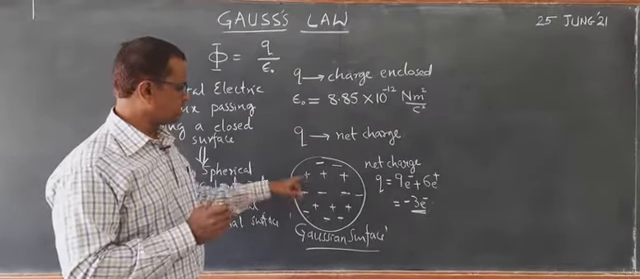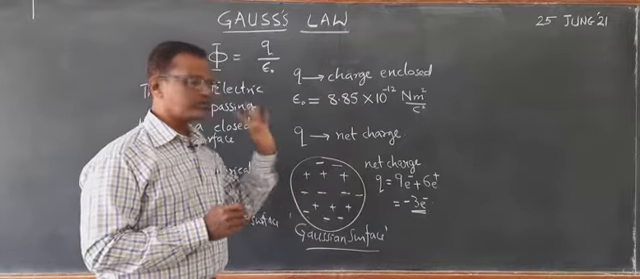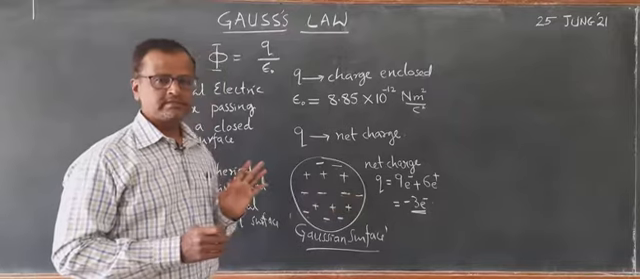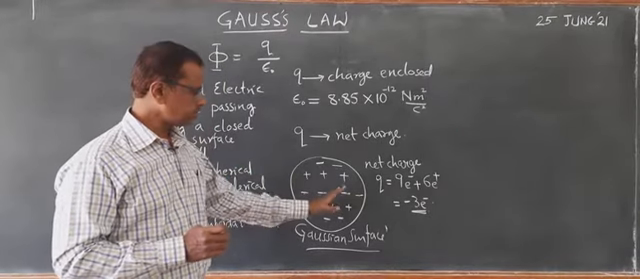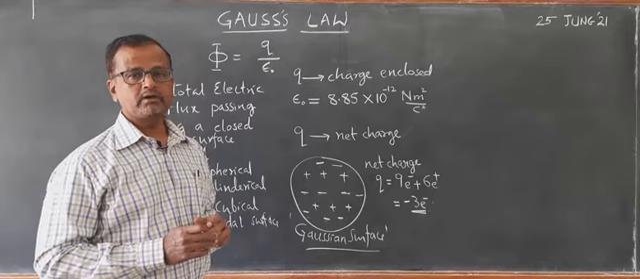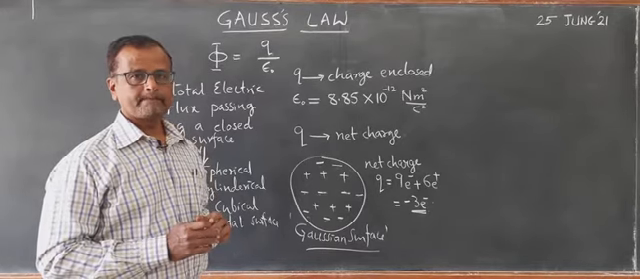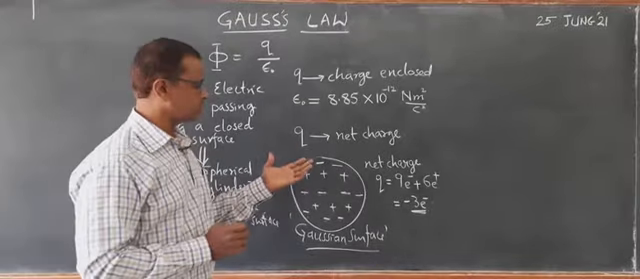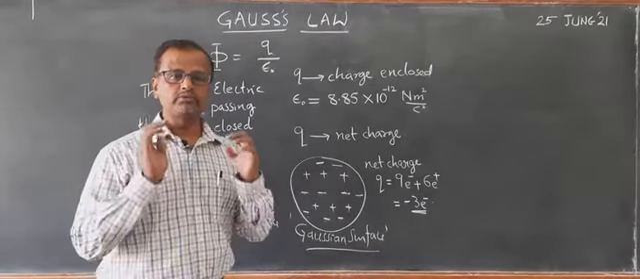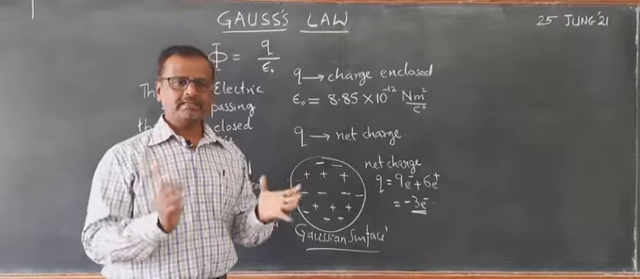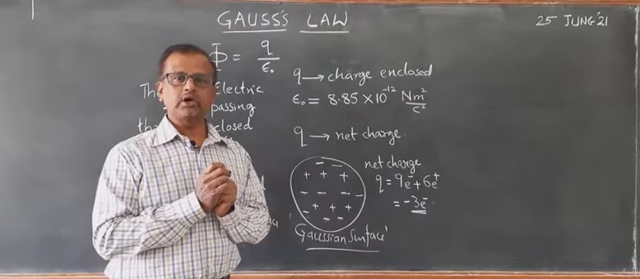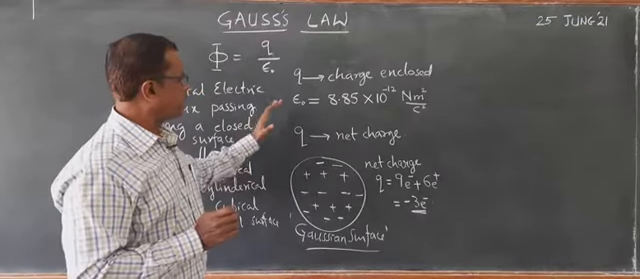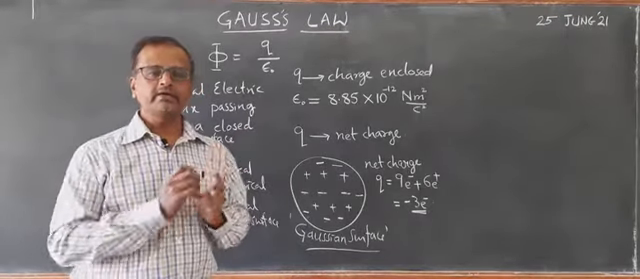It should not be such that the surface passes through a particular charge. If a surface passes through a particular charge, then it is not possible to apply Gauss law, right. We are going to see the applications of Gauss law, where you will come to know how to choose a Gaussian surface and apply Gauss law. So, these are some of the conditions for applying Gauss law.